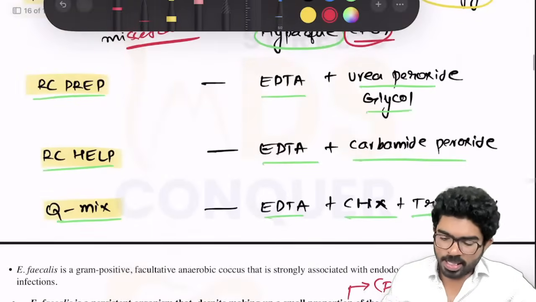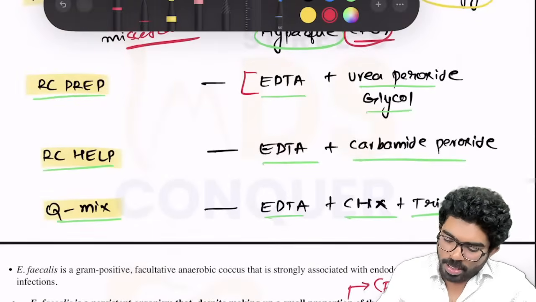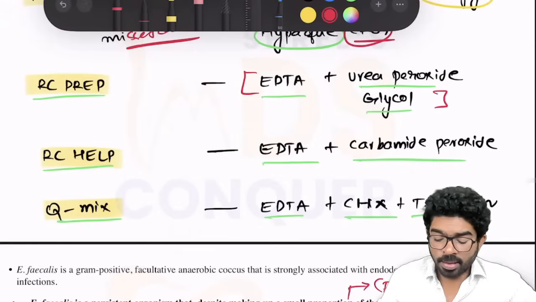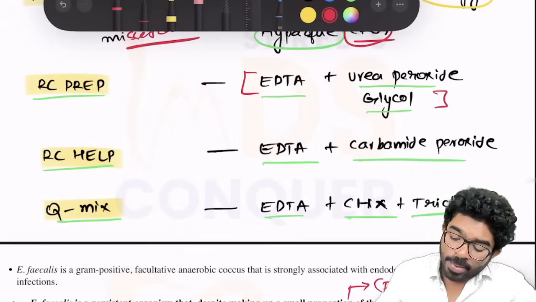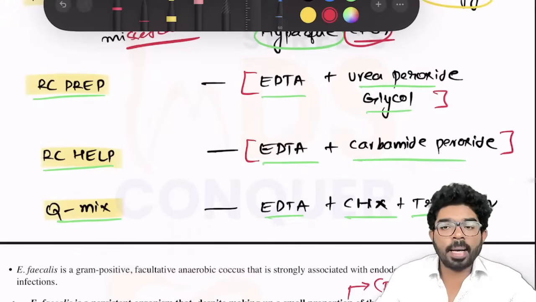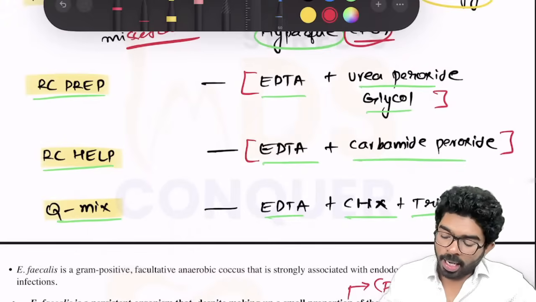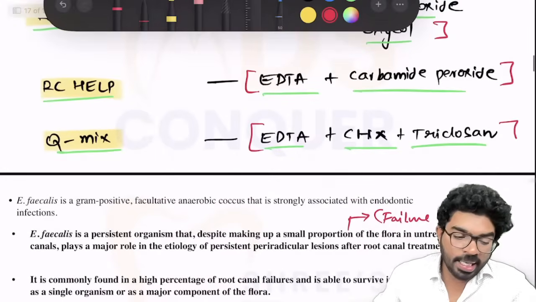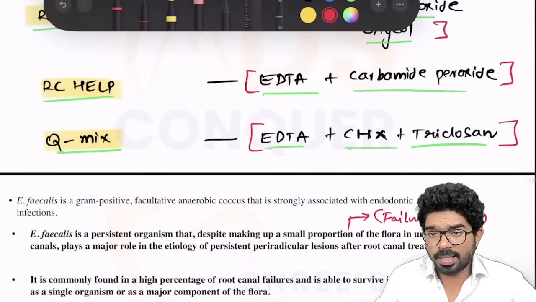The next one is RC Prep. RC Prep composition is important. RC Prep is a combination of EDTA plus urea peroxide, whereas RC Help is a combination of EDTA plus carbamide peroxide. And QMix is again a very frequently asked question. QMix is a combination of EDTA plus chlorhexidine plus triclosan.